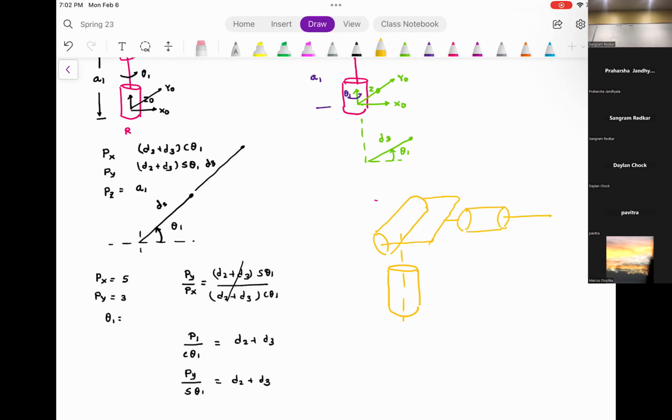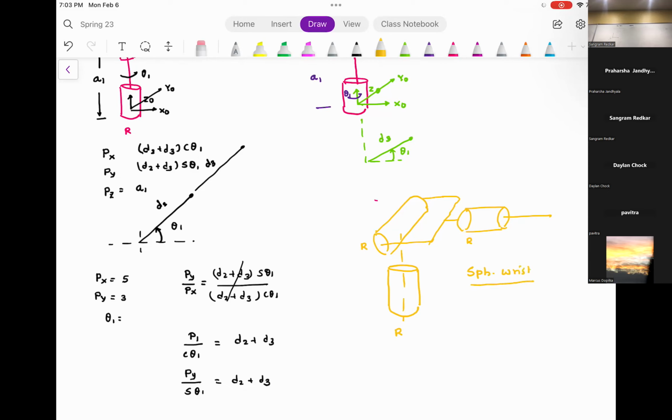Okay, before I go to this problem, this is the spherical wrist problem. You have R perpendicular to R perpendicular to R. So this is R perpendicular to R perpendicular to R. That's what is called a spherical wrist. This is a spherical wrist problem.